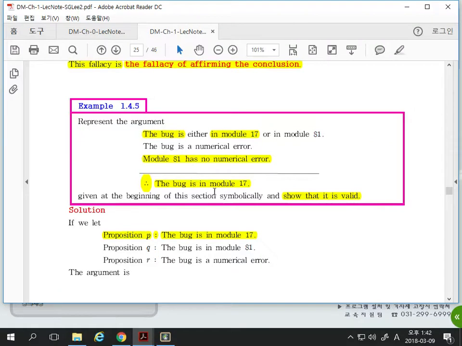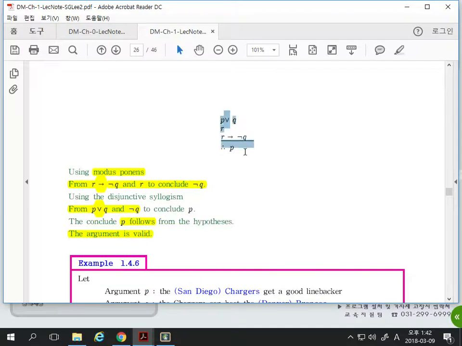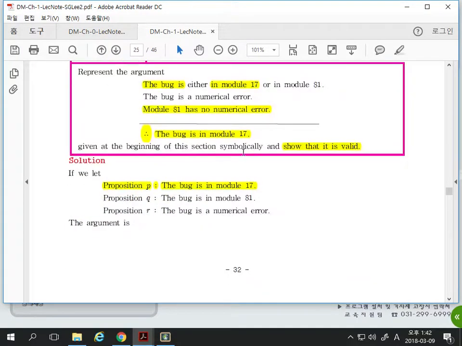Actually, this was one example which was given before, and now we show it is valid. Let's see. Make the first proposition P, the second Q, and the third R. So we have these three propositions P, Q, R, and we can rewrite it this way. Symbolically, the bug is a numerical error. Module 81 has no numerical error.